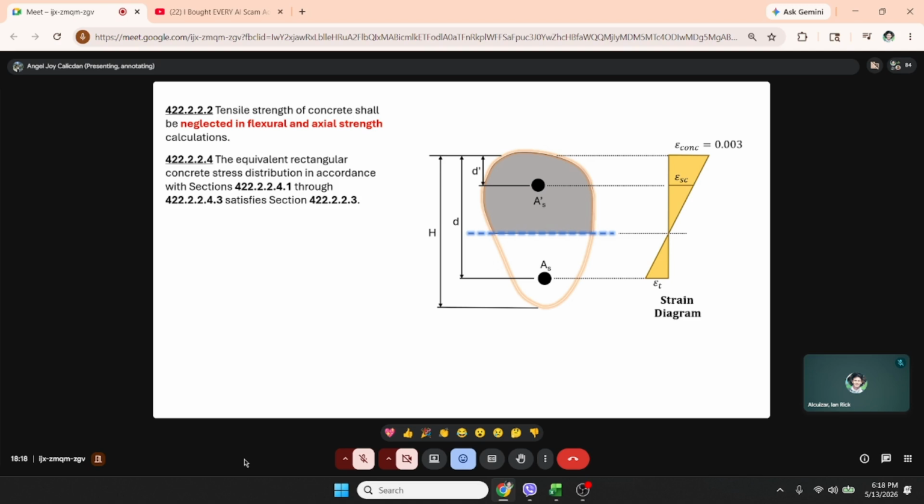Then the equivalent rectangular concrete stress distribution in accordance with sections 422.2.4.1 through 422.2.4.3 shall satisfy section 422.2.2.3. So, if you look at that section from the side view, you will see this. And there is a concrete stress equivalent to 0.85 f'c.